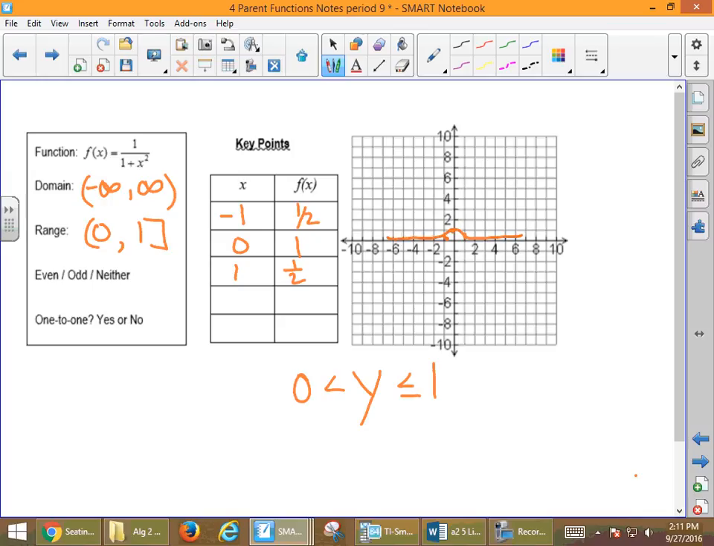In terms of symmetry, if we fold this graph along the y-axis, it looks like the right side of the graph will land on the left, so it's going to be an even function. And is this function 1-to-1? Well, it fails the horizontal line test, so no.